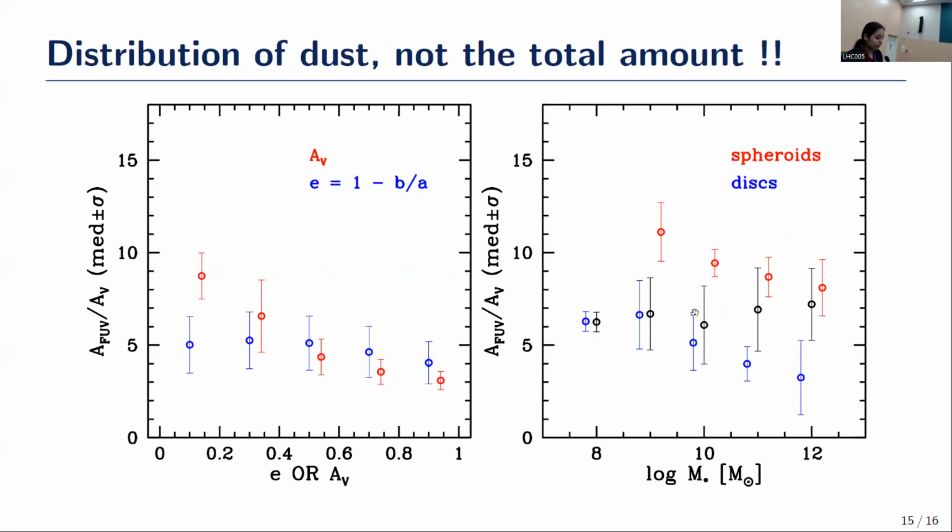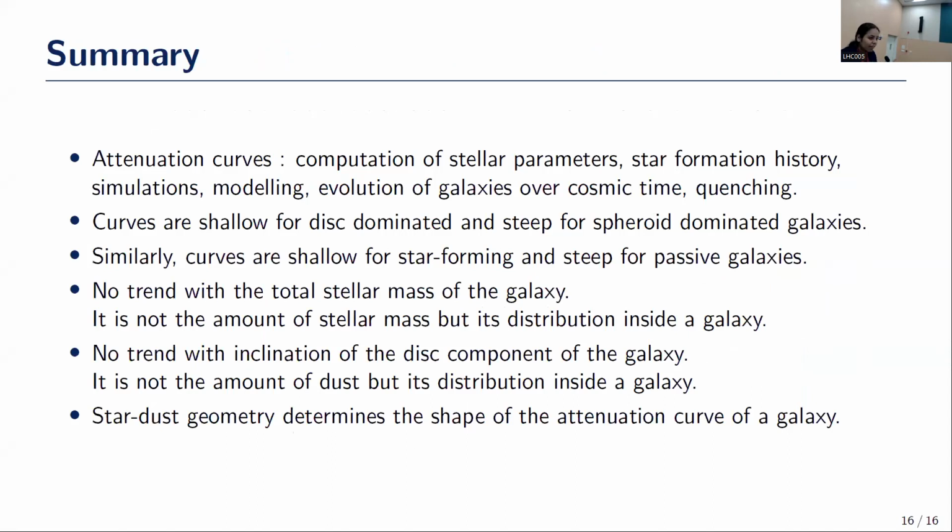Here also, if you see only the black ones, this is the total mass. So with total mass, again, there is no trend. So how much dust is there is not important. It's mainly how that dust is distributed within a galaxy.